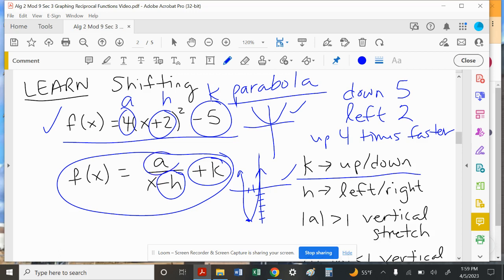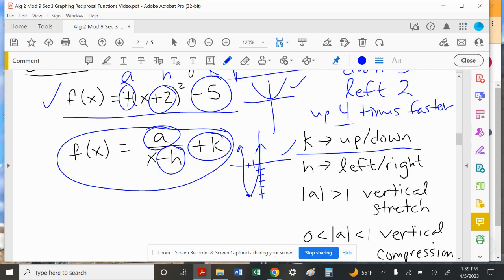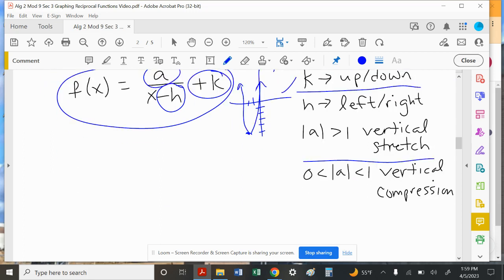And then this a tells me, well, it goes up faster if it's greater than 1. It goes up slower if it's somewhere between 0 and 1. So if it's a fraction and it's not greater than 1, it's going to do vertical compression, which means it's going to stretch out a little bit. If it is greater than 1, and notice we have an absolute value there because it doesn't matter whether it's positive or negative, it's going to do that.